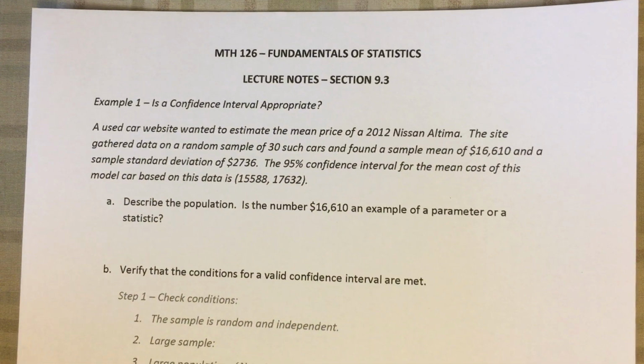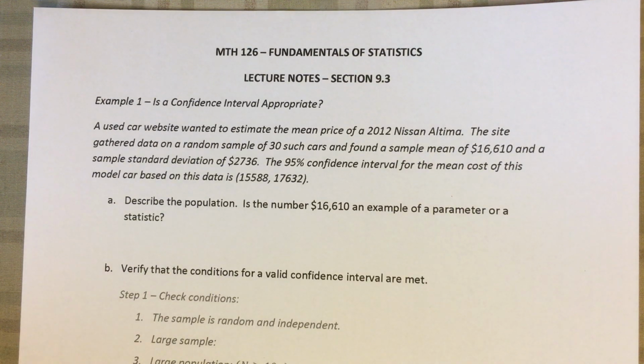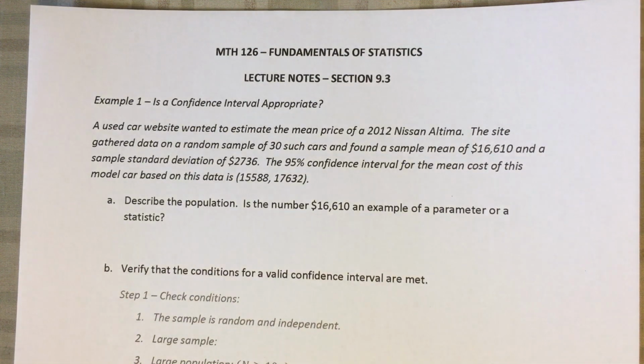All right, so our first example: is a confidence interval appropriate? A used car website wanted to estimate the mean price of a 2012 Nissan Altima. The site gathered data on a random sample of 30 such cars and found a sample mean of $16,610 and a sample standard deviation of $2,736. The 95% confidence interval for the mean cost of this model car based on this data is $15,588 to $17,632. All of these values are probably a little bit high. It's been a while since I've switched the actual data for the problems, but we're just going to go based on the numbers that we're given here.